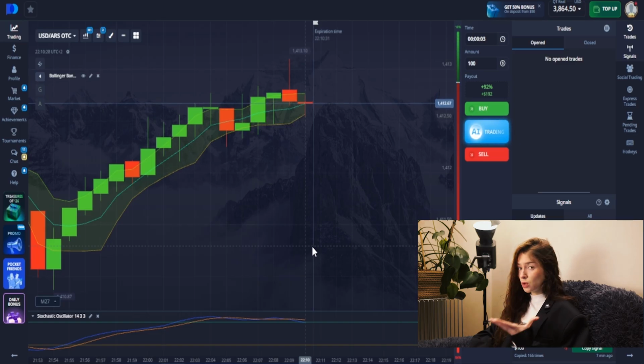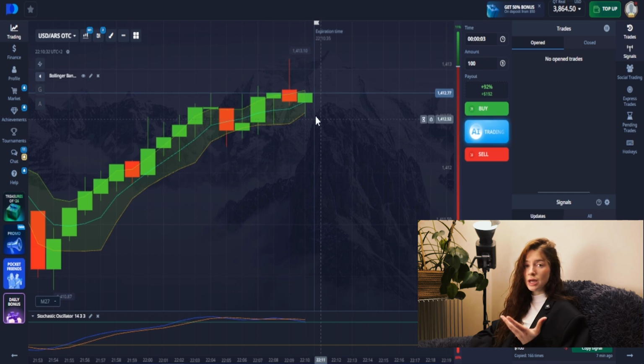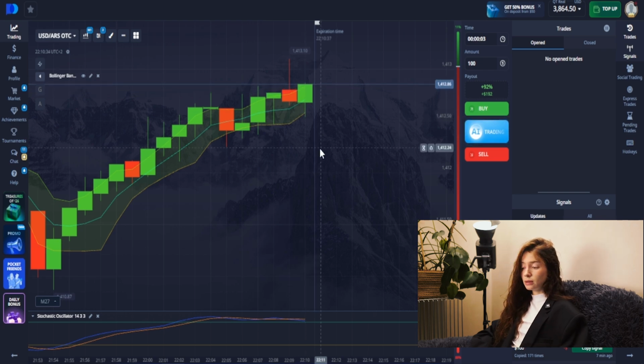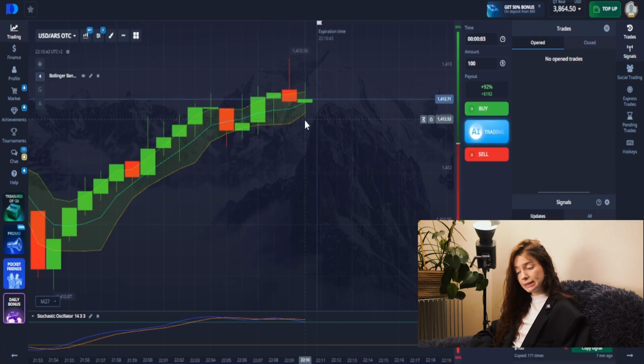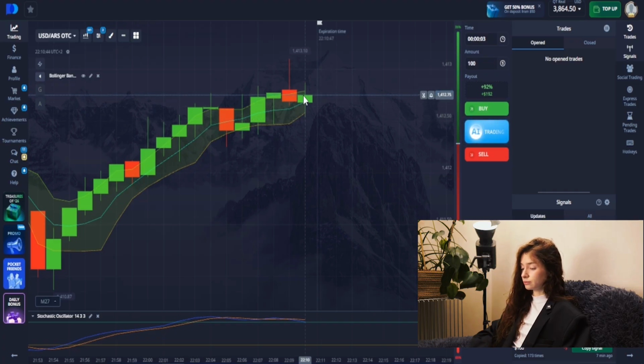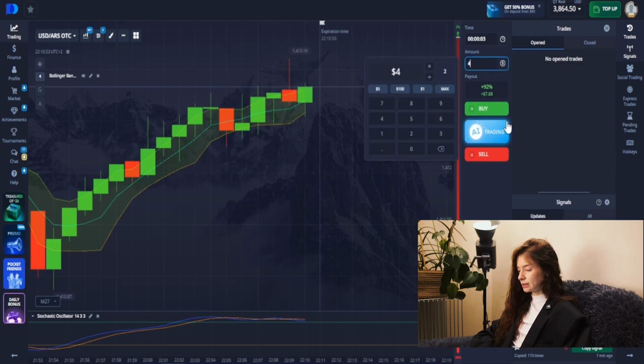This is combo logic. We enter only when signals match. Bollinger touches the lower band and stochastic is below 20, then we enter up. Bollinger touches the upper band and stochastic is above 80, we enter down. Right now we have a touch at the upper band, so we can open a trade down soon. I'll set the parameters.